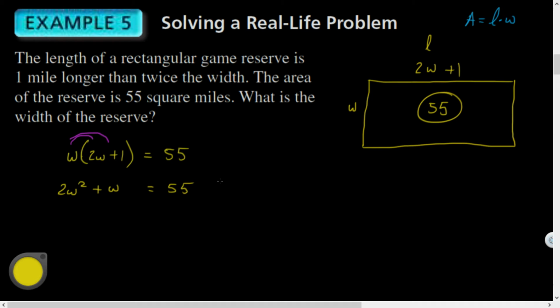Now, to solve equations, I want to set this equal to 0. So what do you guys think? How could I do that? How could I get this to be 0? I agree. Yeah, good recovery. Subtract 55 from both sides, and I'm going to get 2w squared plus w minus 55 equals 0.